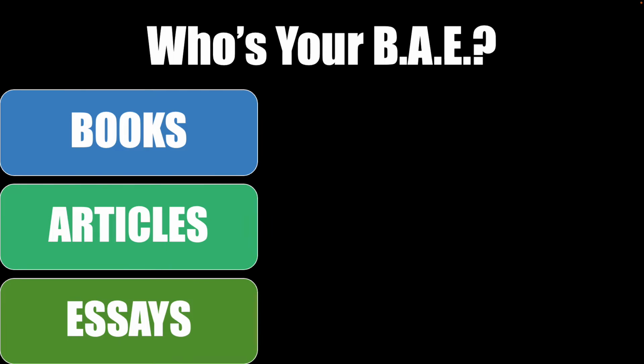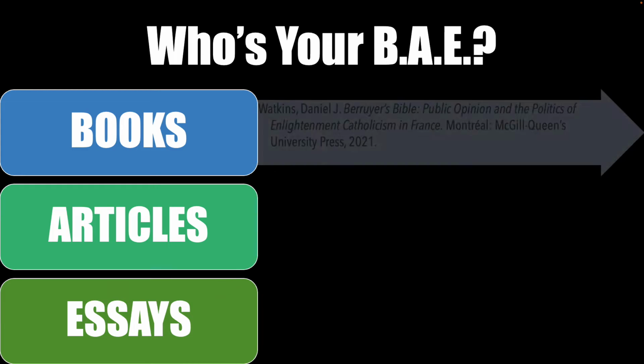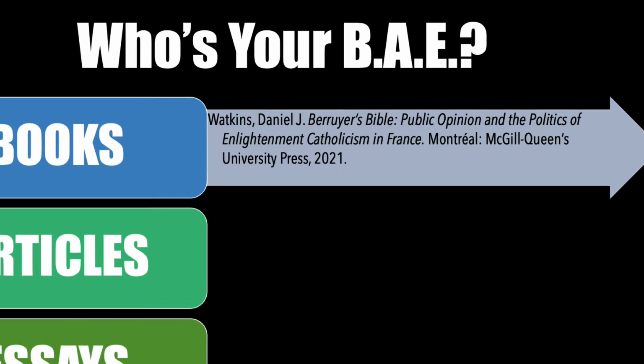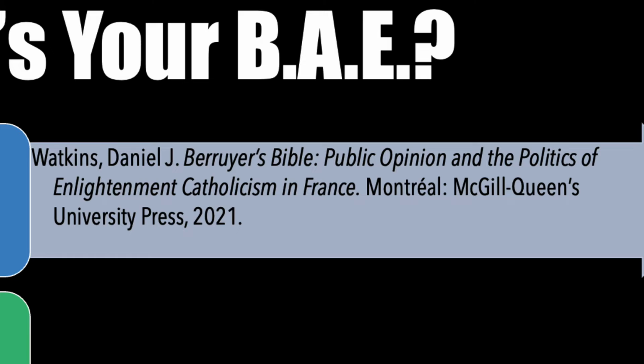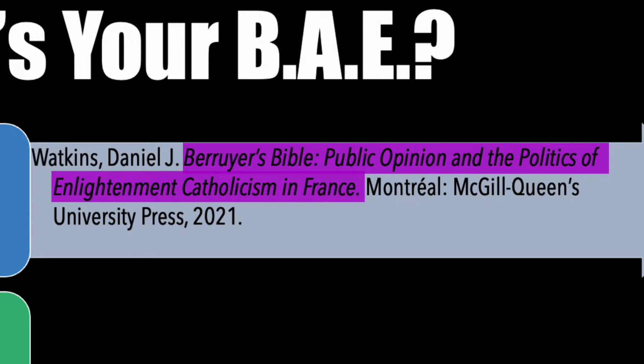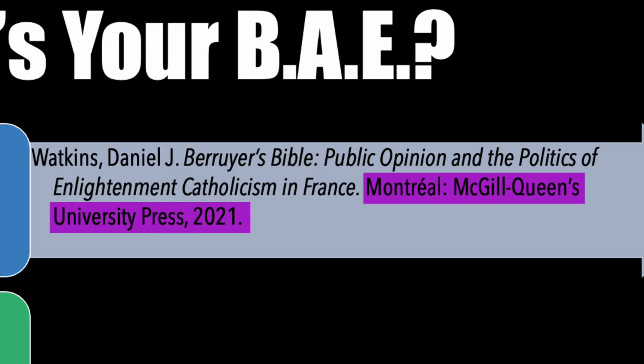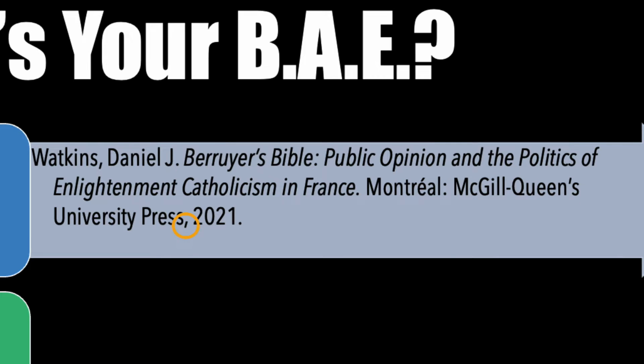So we should take a second to just remind ourselves, how do we cite books, articles, and essays? And these are the basic forms. For a book, it looks something like this. Here's a book I published a few years ago, and you'll see that book citations include the author's name, the title of the book, and the publication information, which is always structured as place, press, year.